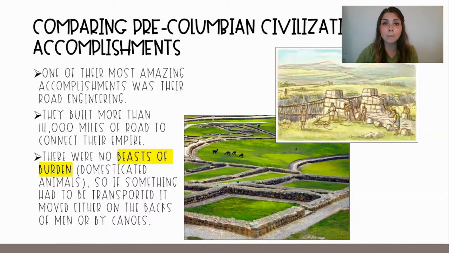One of their most amazing accomplishments was their road engineering. They built more than 14,000 miles of roads to connect their empire together. There were no beasts of burden. They didn't have any domesticated animals like horses and cows. So if something had to be transported, they had to move it on their backs or move it by canoes. They didn't have animals to help them build and move things.